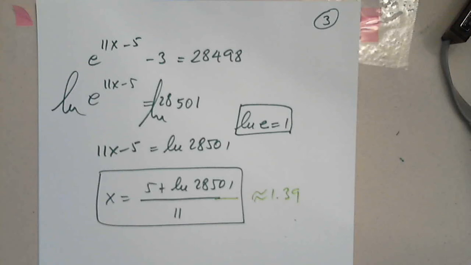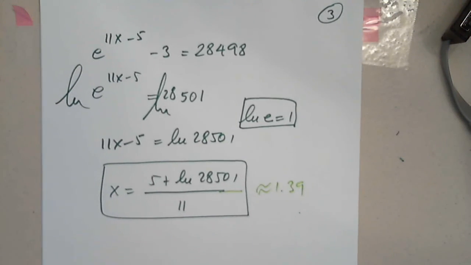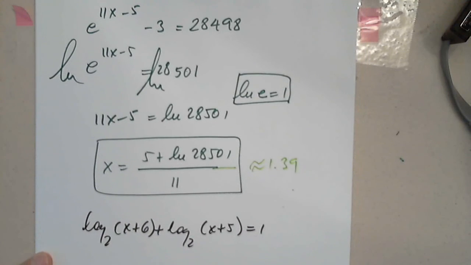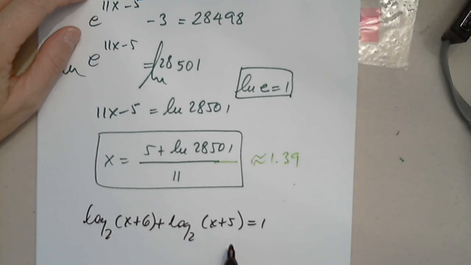We're not adding, we're solving the equation, correct? Okay, perfect. So we have log base 2 of x plus 6 plus log base 2 of x plus 5 equals 1, correct? Good. So remember, log is not a friendly function.